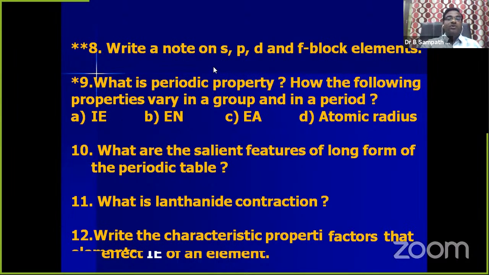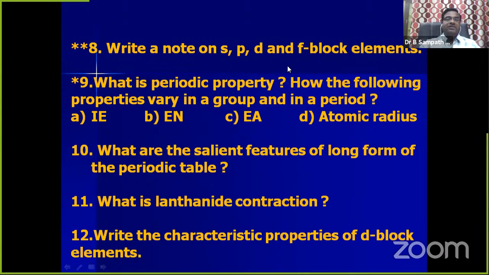The next one is: write a note on S, P, D and F block elements. This is also very important. S block, P block, D block elements. What are their periodic properties, how is their reactivity, what are their general electronic configurations. All those you have to learn in this topic. Next, what is periodic property? How do the following properties vary in a group and in a period: ionization energy, electronegativity, electron affinity, atomic radius. Atomic radius we discussed only yesterday. The remaining we have discussed in this session, children.